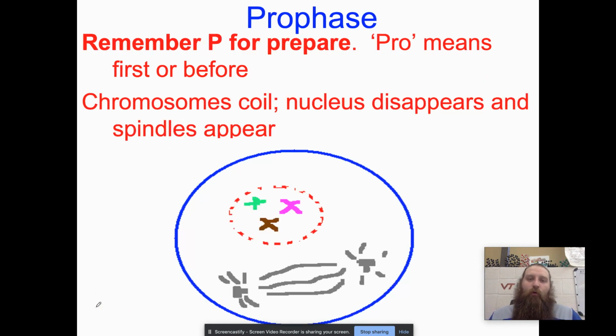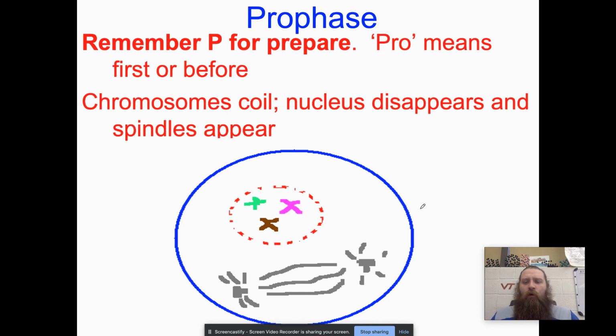Now, P is for prepare. Pro means first or before. The prophase step is the first step of mitosis. In this step, your chromosomes are going to coil up, your nucleus is going to disappear, and in animal cells, we're going to find these spindles. These spindles actually appear in both animals and plants. The centrioles will only appear in animals.